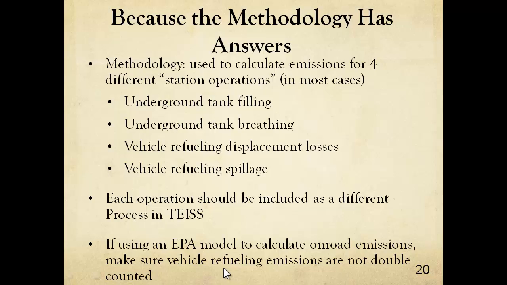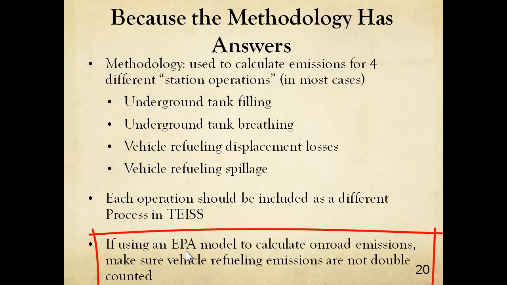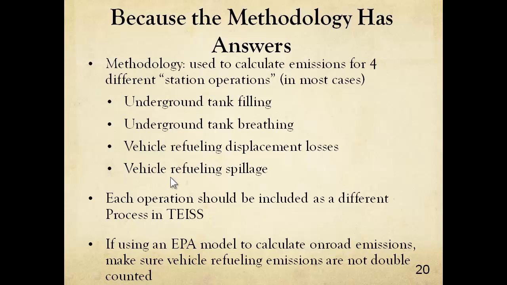how these were calculated, because, for example, if you use data from perhaps the state that was calculated using an EPA model to calculate on-road emissions, you need to make sure that the vehicle refueling emissions are not double counted, because you can see they're already counted here as part of the gas station emissions.